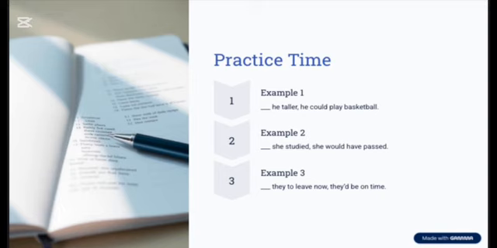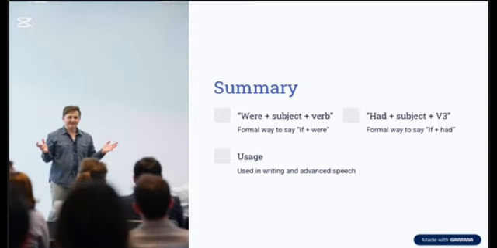So we talked about the hypothetical structures, were and had. With were, we need to use were, subject, and verb. It's a formal way to say if plus were. And if we want to talk about something that happened in the past, if plus had, we need to use had plus subject plus verb 3. And it's used in writing and advanced speech.